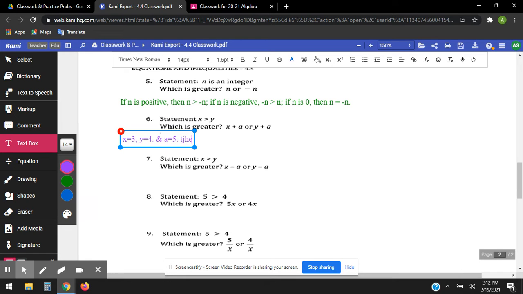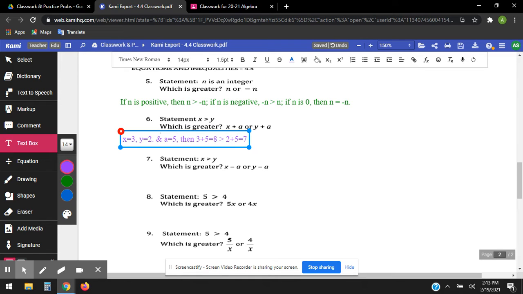Okay, then 3 plus 5 equals 8. Now, is that greater? Let's just put the symbol to see if it's true. 4 plus 5. Oh, wait, I did that backwards. X has to be greater. So Y has to be 2. There we go. And pay attention to the first one. Okay, so if X is bigger, then if I add 5 to each side, 8 is still bigger than 7, right?